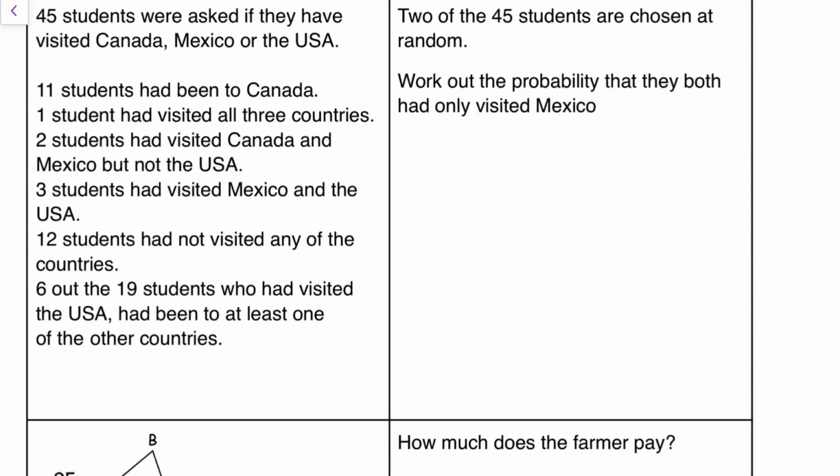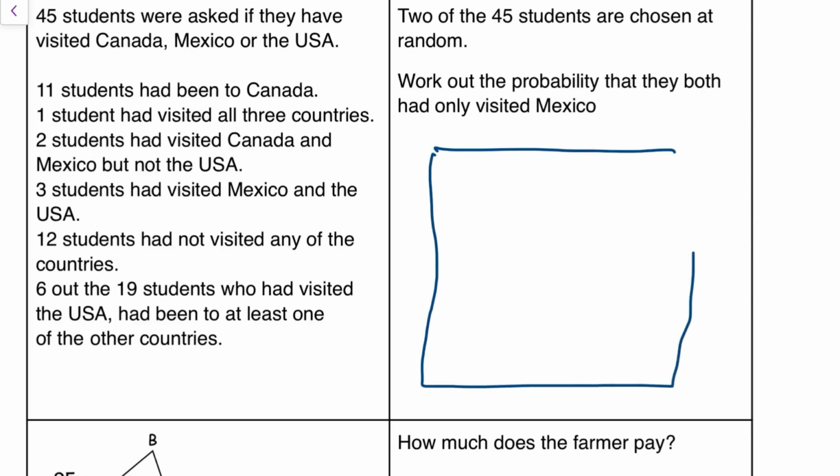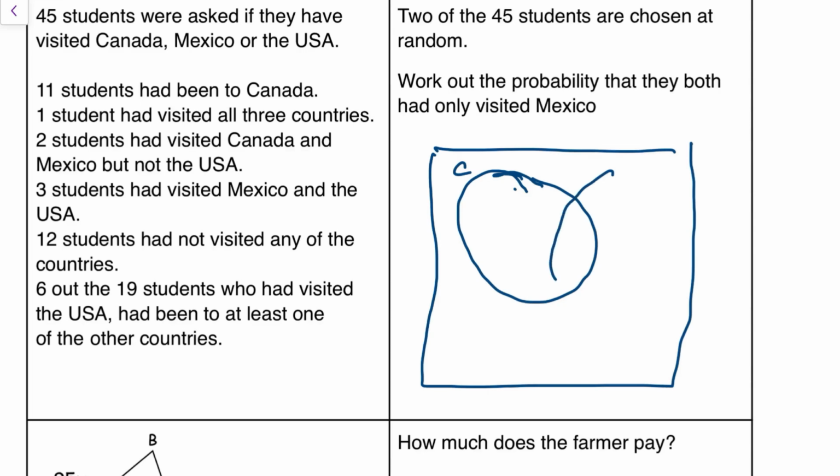Next one. 45 students were asked if they visited Canada, Mexico or USA. It's going to be a Venn diagram question. But actually, let's just, without even going any further, I know where this is going because I can see it says all three and various other things. So let's draw my Canada first. So Canada can go here. Draw it slightly better. Let's make this one Mexico, and then we'll put, what was the other one? USA. And then we'll put USA down here.